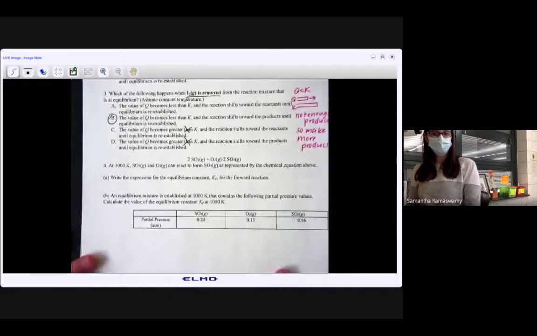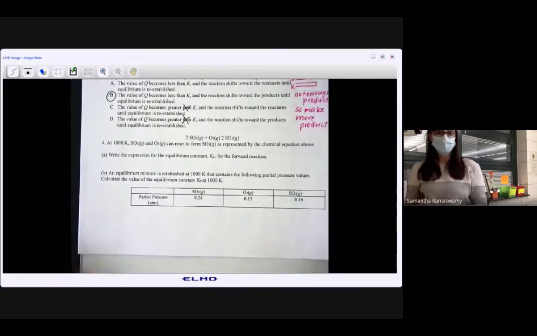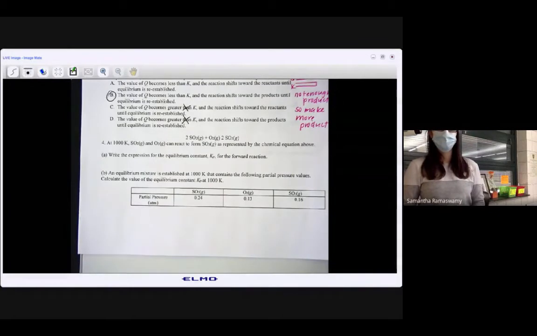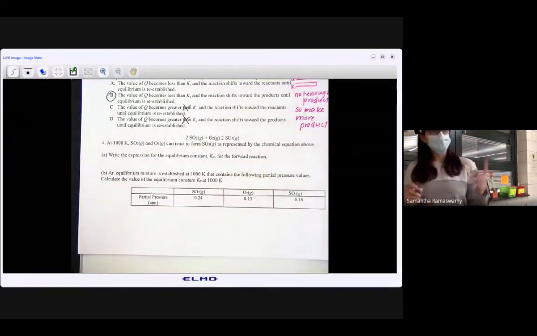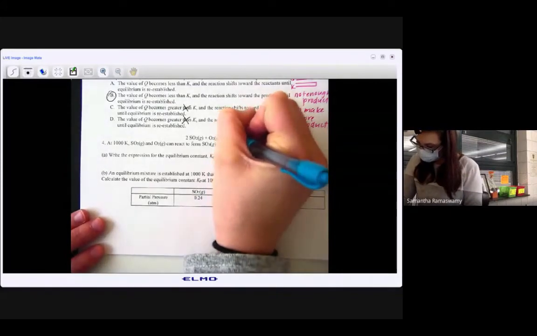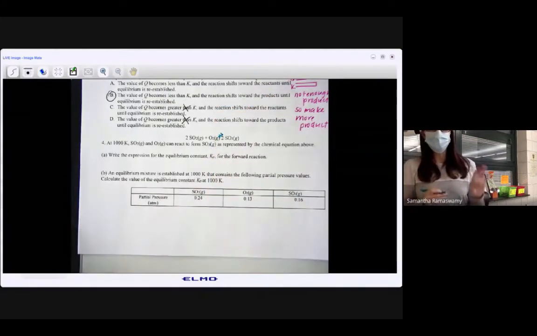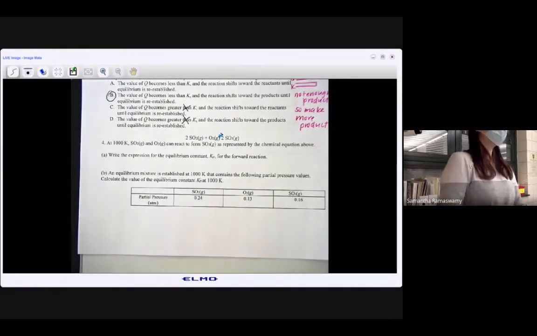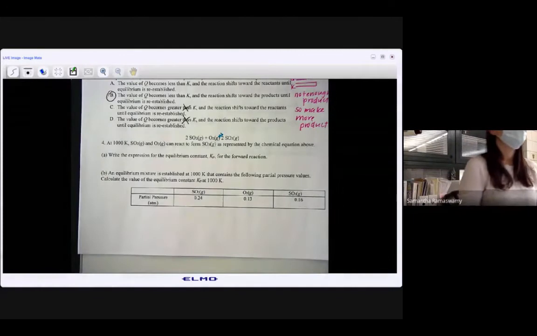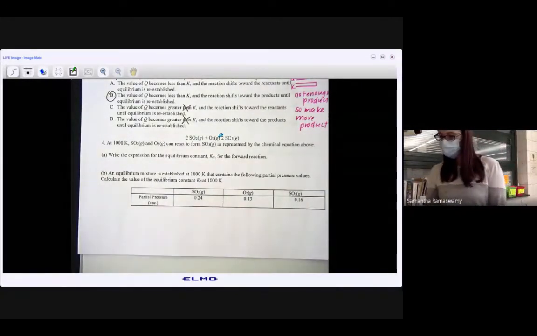So looking at number 4, now we're looking at a different problem. At 1000 Kelvin, SO2 and O2 can react to form SO3 as represented by the equation above. If you grabbed one of the handouts from the top tray, or if you grabbed one yesterday, for those of you in green, we need a double arrow in here. There should be a double arrow between O2 and SO3. I was working through this yesterday and I was like, where's the arrow? For those of you looking at the Google Doc or the PDF, I updated this yesterday. So it should read 2SO2 plus O2 is at equilibrium with 2SO3.